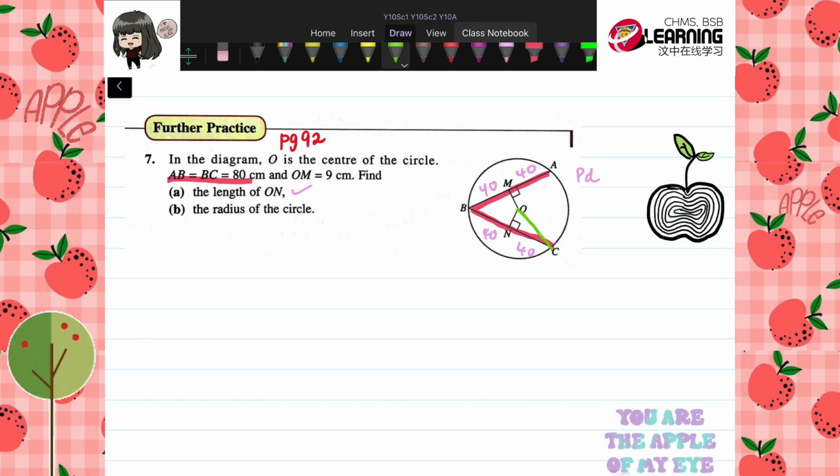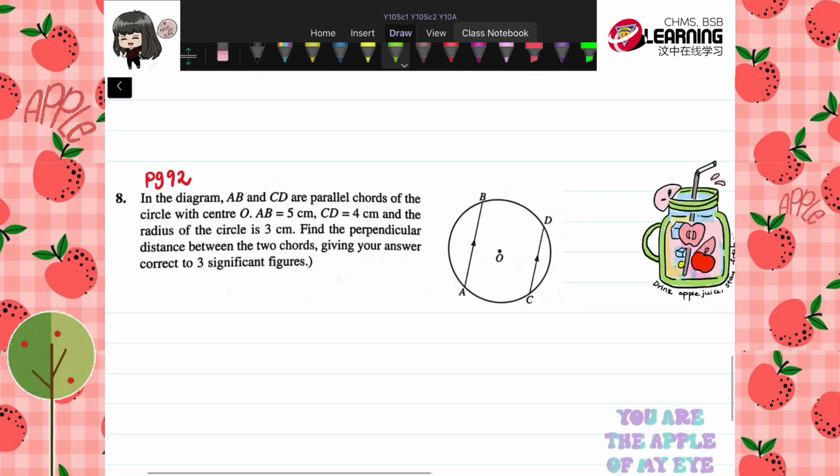Okay, let's say the radius is here. You can use this. This one is 9, this one is 40. Use Pythagoras' theorem to find OC. OC is your radius. I think this one you can also do. You do it on your own, DIY.